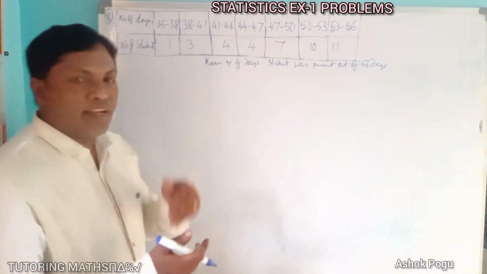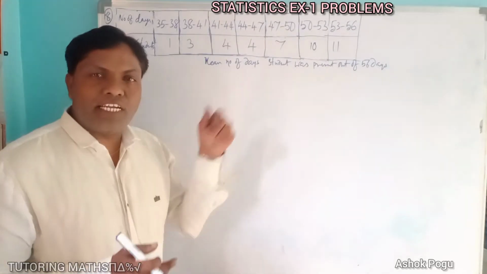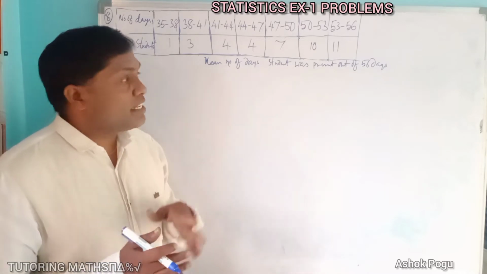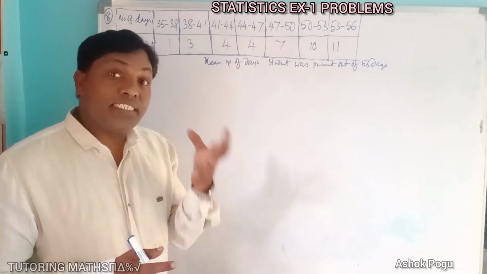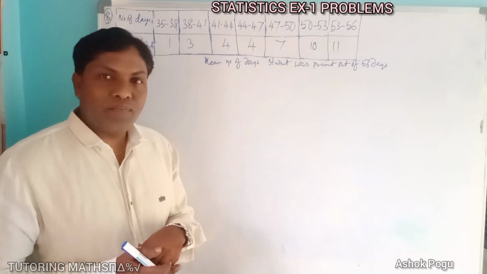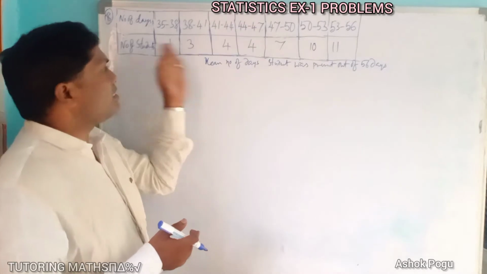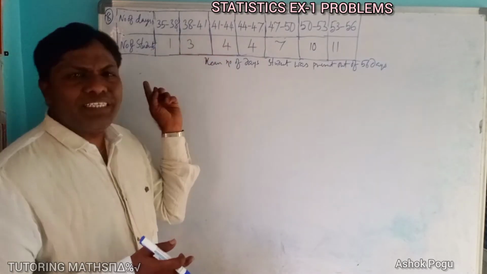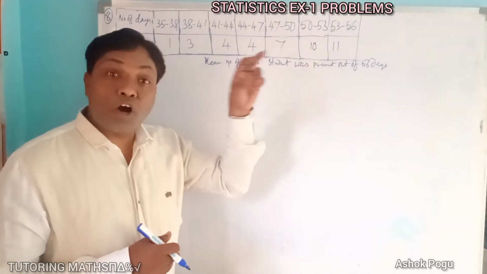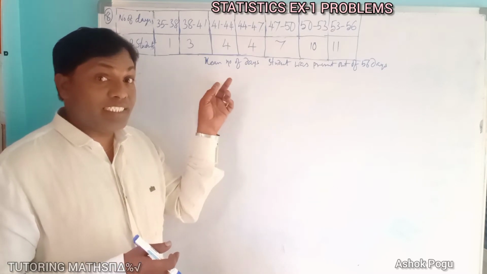Let's see question number 8 from the first exercise, statistics. This 8th question is the data about the students' attendance record. There are 40 students, and that 40 students' attendance record was taken out of 56 days. With the help of this data we have to find the mean number of days a student was present out of 56 days.